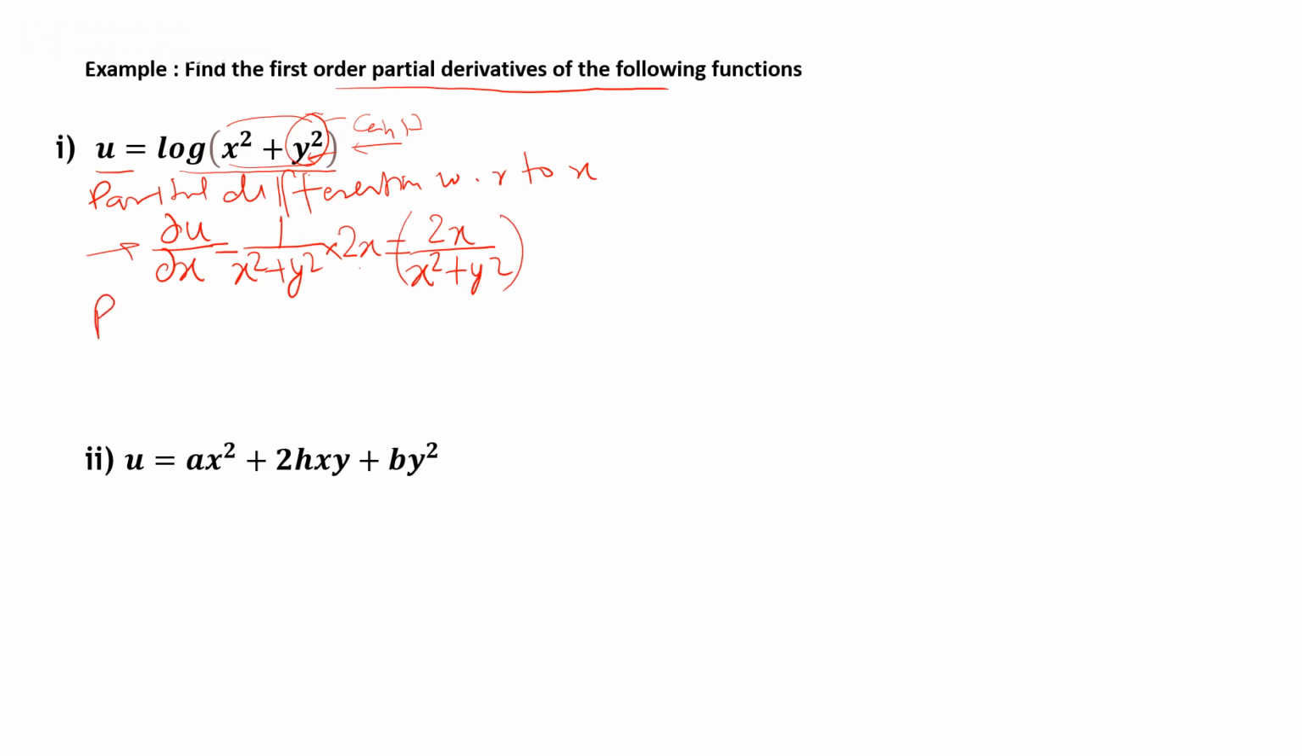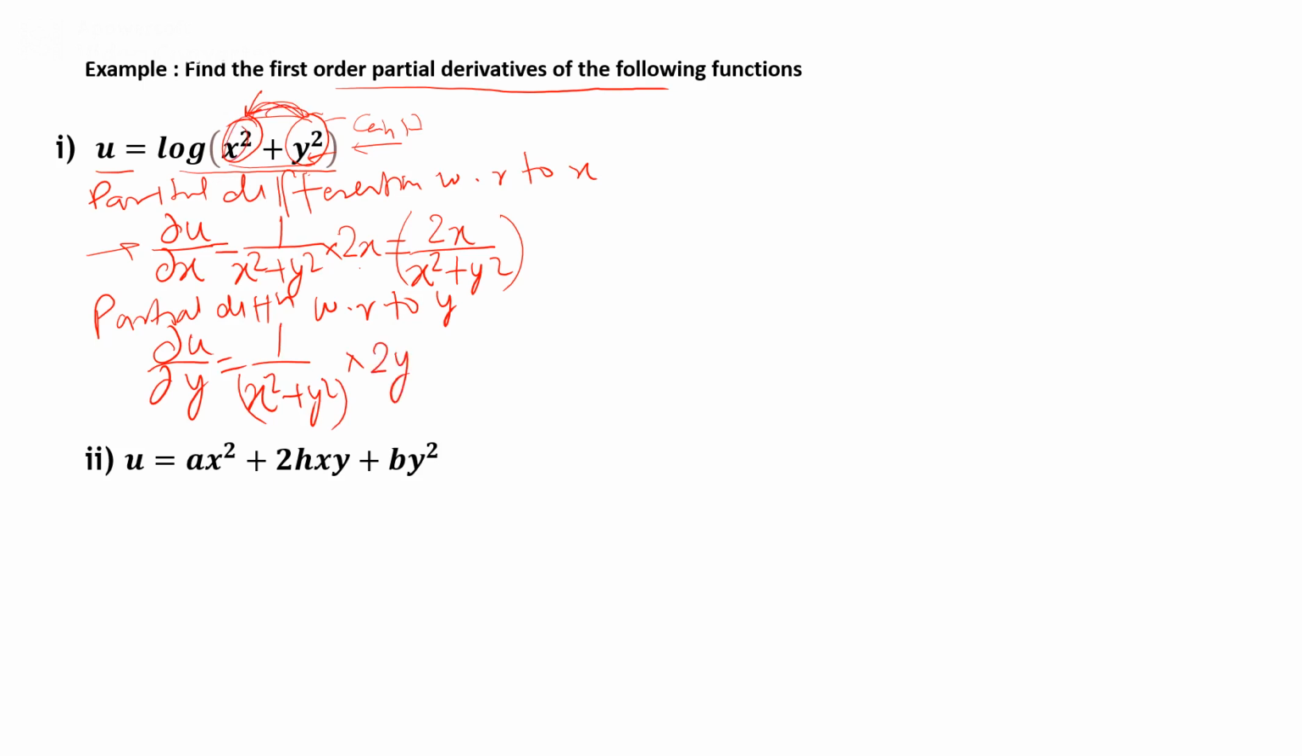Now if you want to take the partial differentiation with respect to y, we treat x as a constant, so we write del u upon del y is 1 upon x square plus y square into the derivative of that function, treating x as a constant, so we write into 2y. So we get 2y upon x square plus y square. In that case we are treating x as a constant.